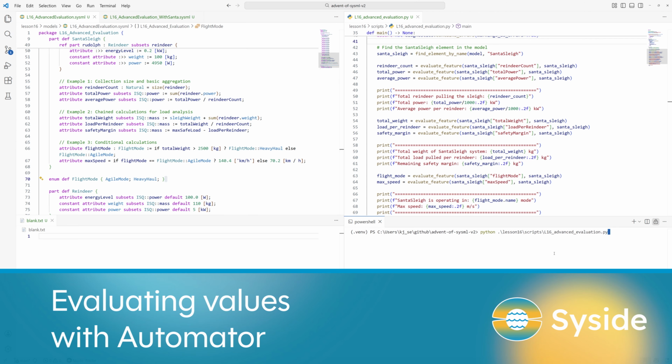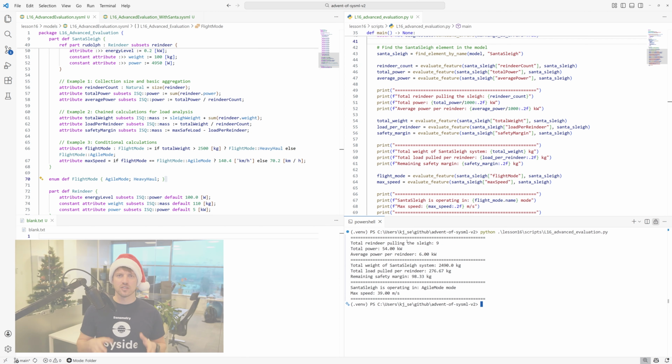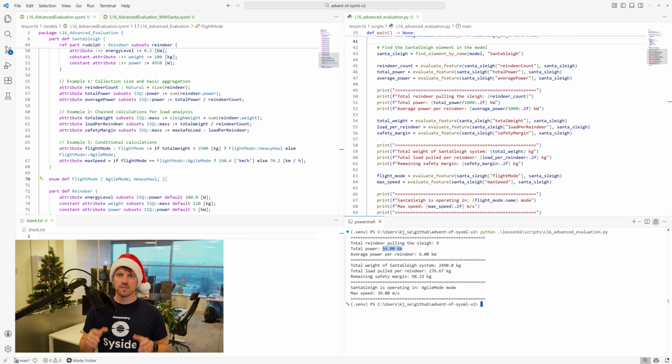Let's run evaluation and see what we get. There are 9 reindeer with total power of 54 kilowatts. Average power is 6 kilowatts per reindeer. The total weight is 2,490 kilograms. Load per reindeer is approximately 277 kilograms. And safety margin is 98.33 kilograms. Thus, the flight mode is agile, in which the max speed is 39 meters per second.